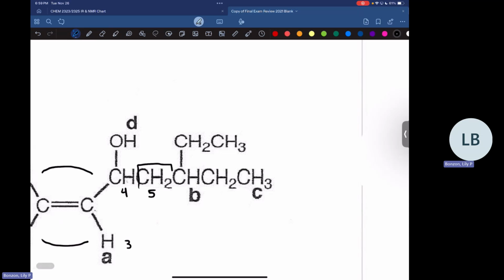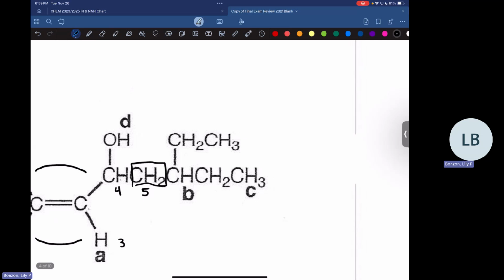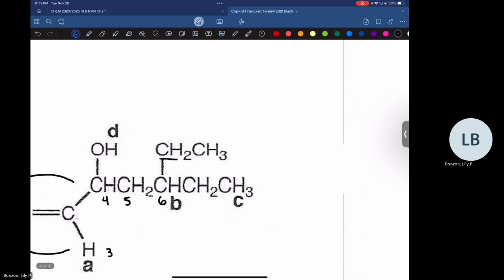And you'll consider hydrogens on the same carbon as 1, except for double bonds, as I mentioned earlier. Then we have another CH with a couple of ethyls coming off of it. So this is going to be 6. Because we have 2 ethyl groups coming off of that same carbon, these 2 peaks are actually going to be the same, because the connectivity is the same.